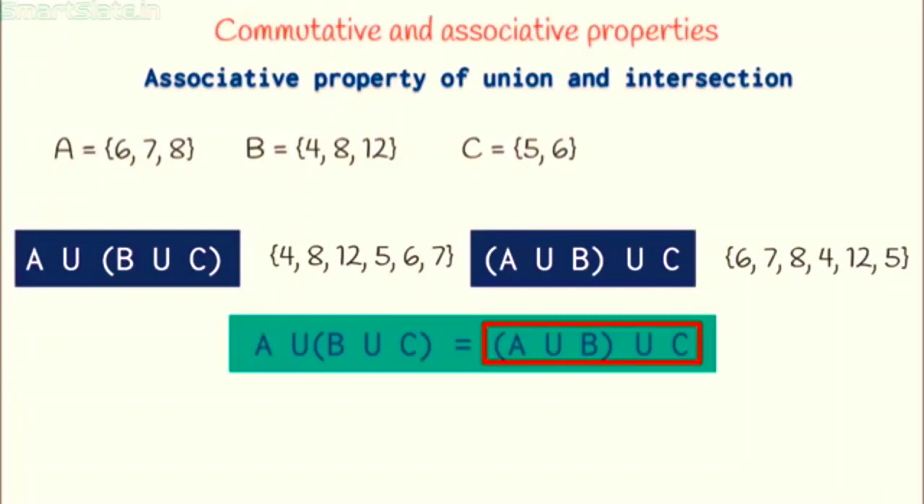Now let's observe the answers. Both are equal. So therefore union of sets is associative. Let's see another example. This time we use Venn diagram.